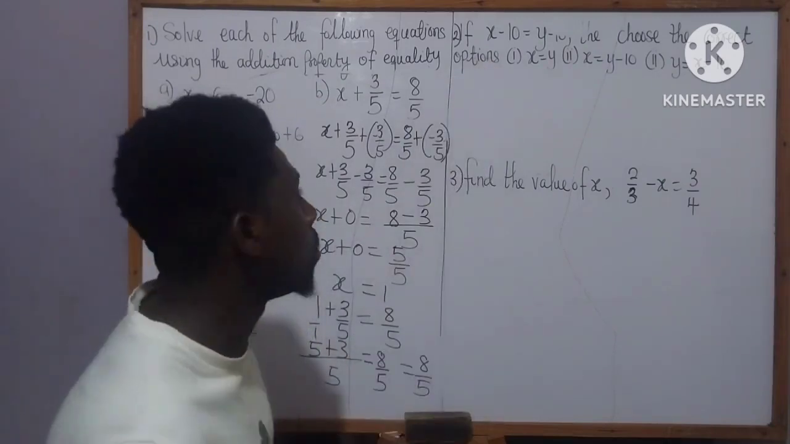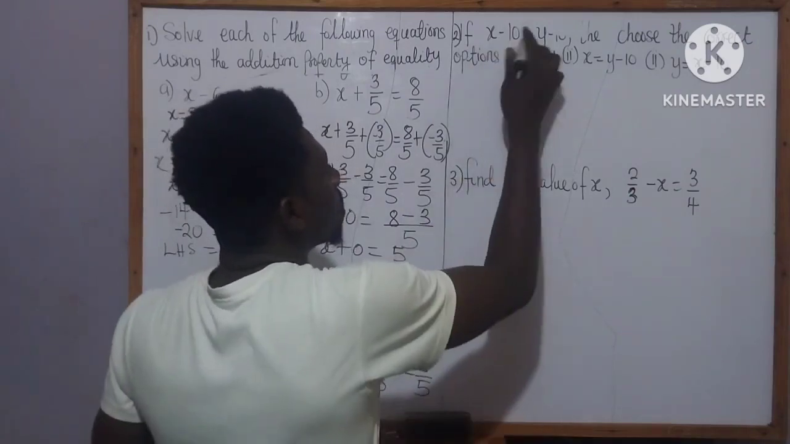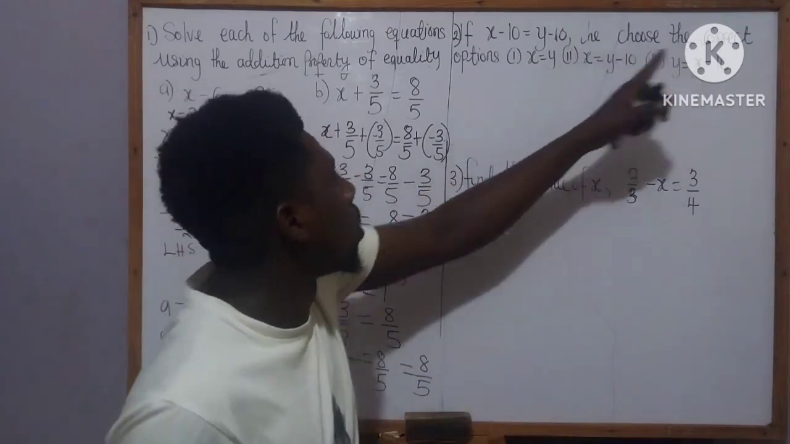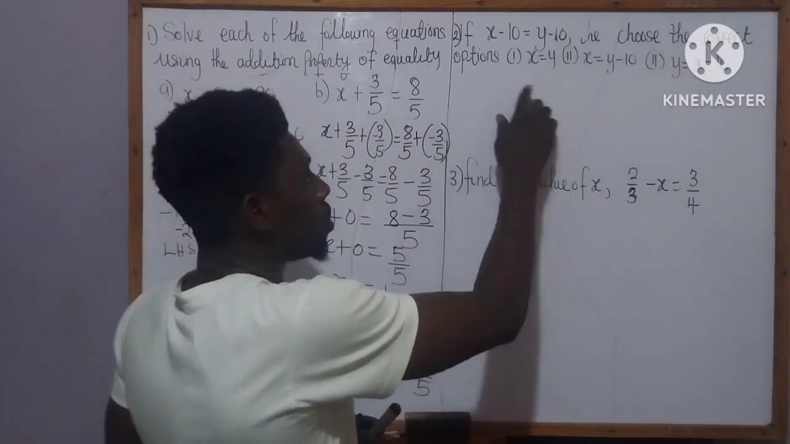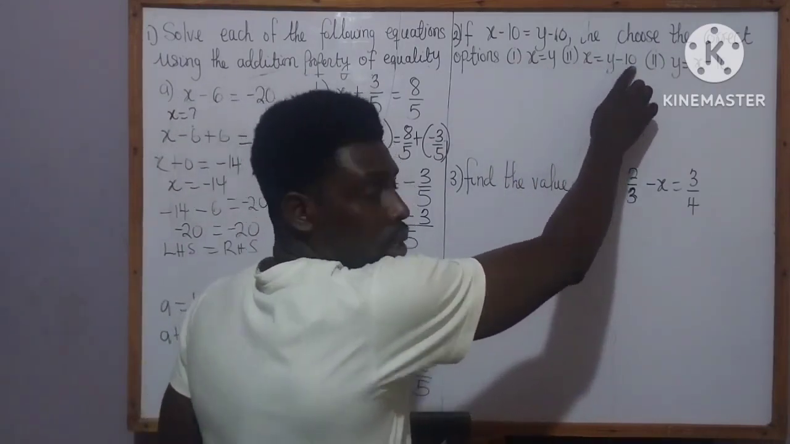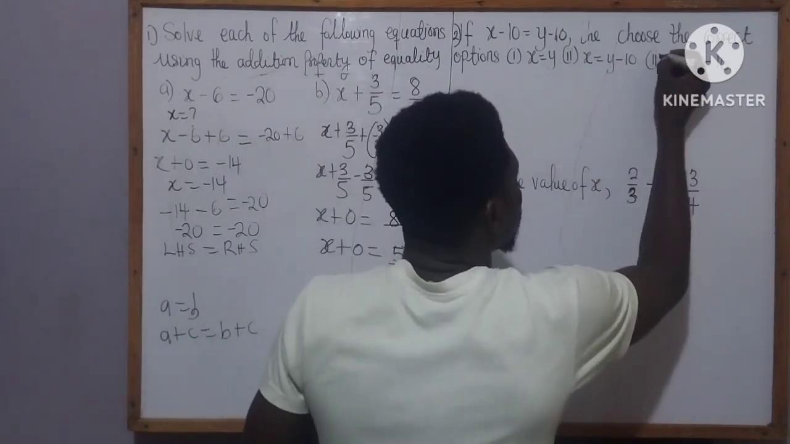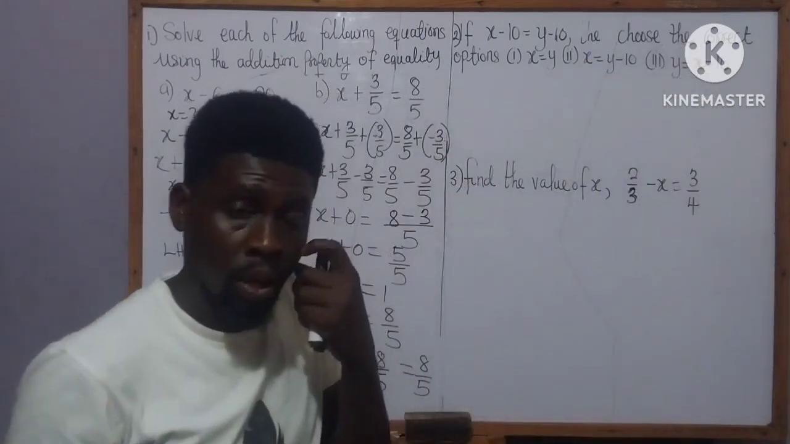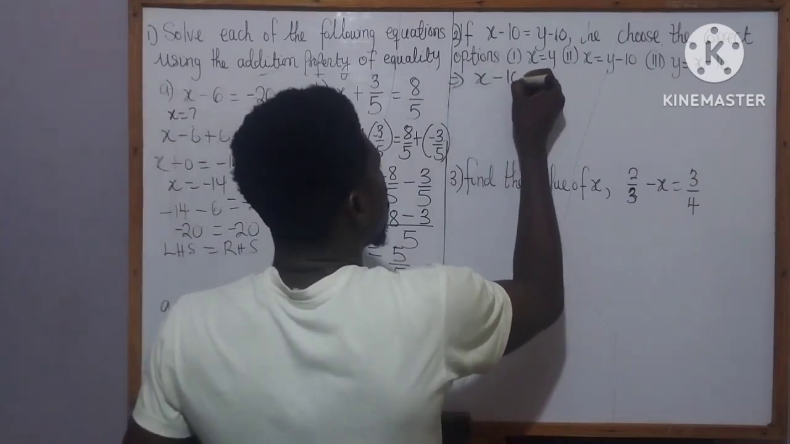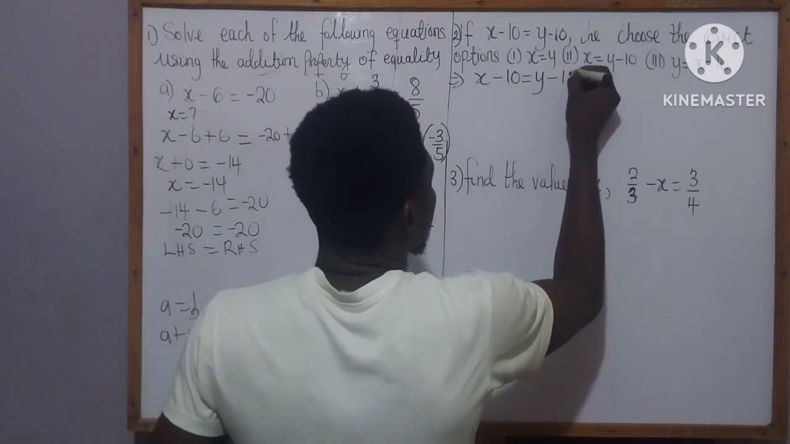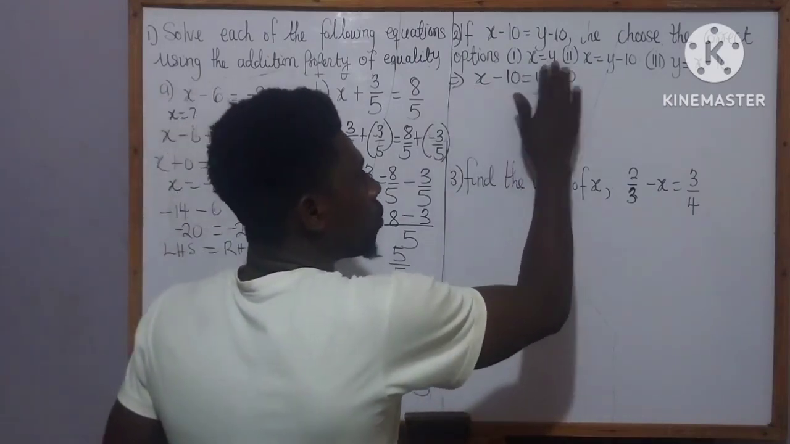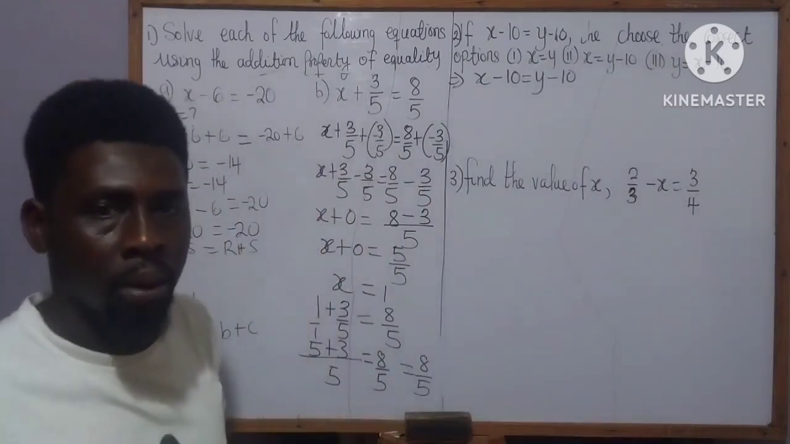All right, let's try number 2. We say that if x minus 10 is equal to y minus 10, then choose the correct option. So our options given to us, we have x equals 1, x equals y minus 10, and we have y equals x minus 10. Which one is the answer? So we have x minus 10, which is equal to y minus 10. Okay, so we are supposed to solve this and find out whether any of these is our answer.